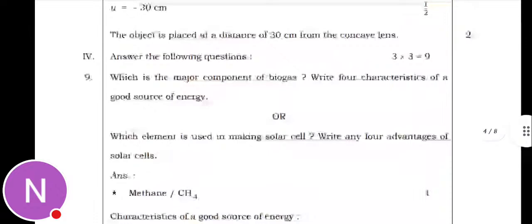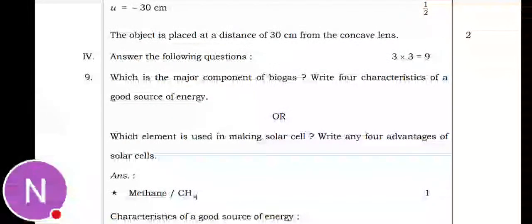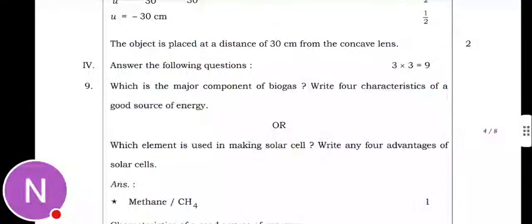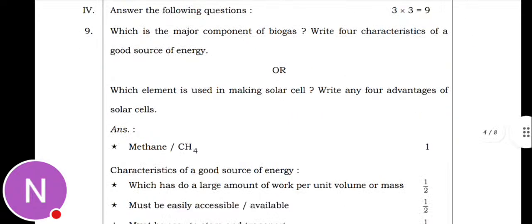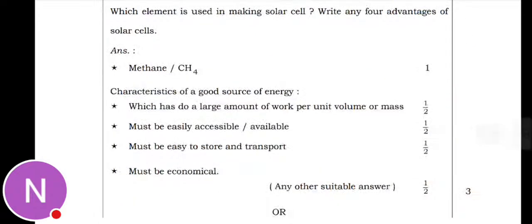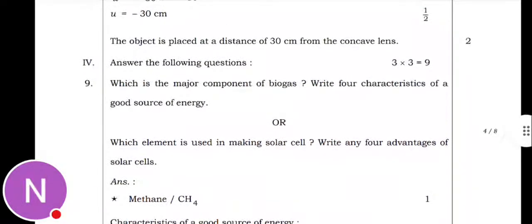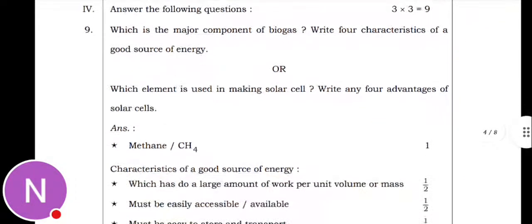Now 3 marks, if you see: which is the major component of biogas, write 4 characteristics of good source of energy. The first question they asked, so for that the answer is methane, CH4 is the major component of biogas.